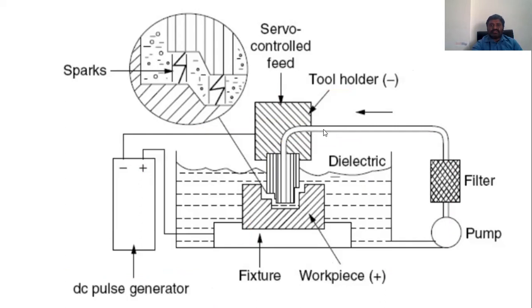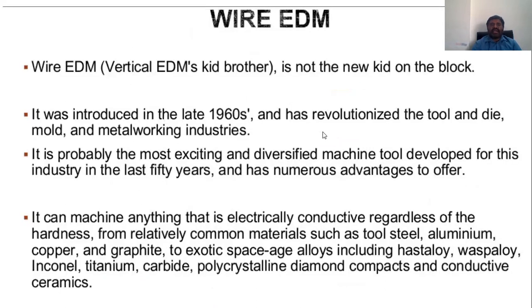In this manner, this wire EDM is a vertical EDM, a kid brother of the conventional one, and it is not a new kid on the block. Wire EDM was introduced in the late 1960s, and it revolutionized tool and die mold making, mainly in metal working industries.